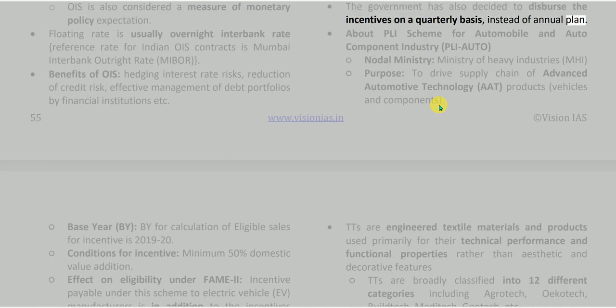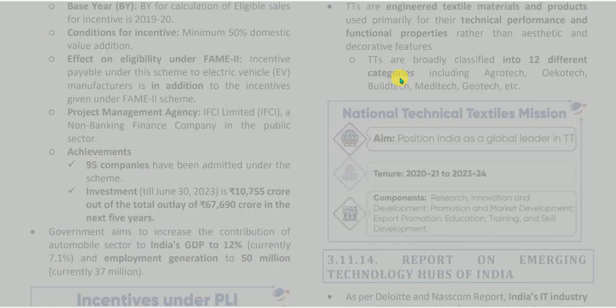About the PLI scheme for the automobile and auto component industry, PLI Auto. Nodal Ministry: Ministry of Heavy Industries, MHI. Purpose: to drive the supply chain of Advanced Automotive Technology, ART, products, vehicles and components. Base year for calculation of eligible sales for incentive is 2019-20. Condition for incentive: minimum 50% domestic value addition. Effect on eligibility under FAME 2: incentive payable under this scheme to electric vehicle, EV, manufacturers is in addition to the incentives given under the FAME 2 scheme.